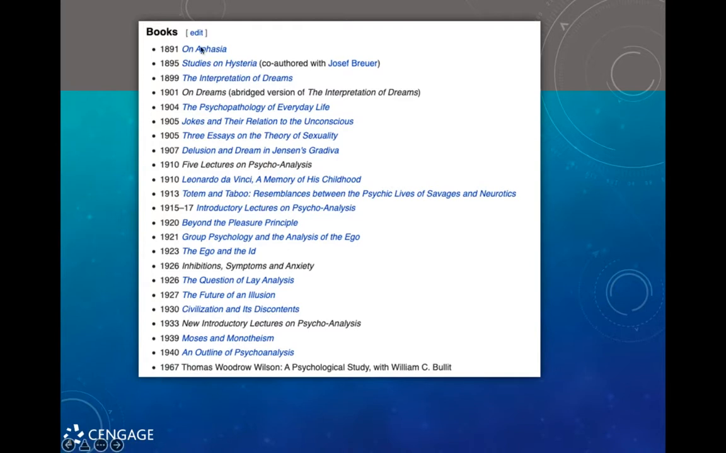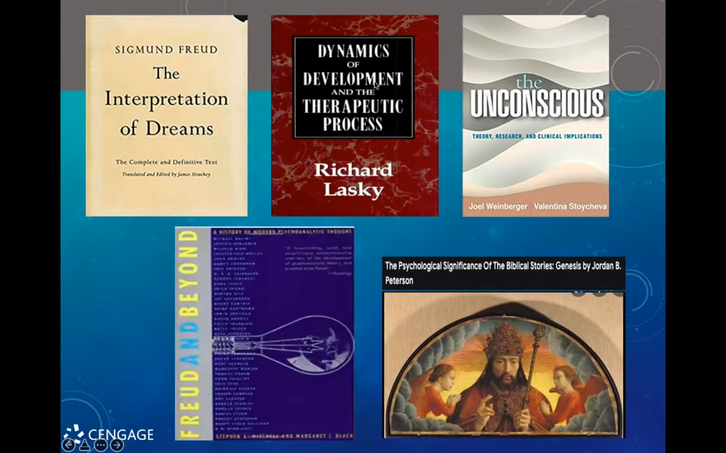I highly recommend this book by him, The Interpretation of Dreams. So here are some of my recommendations if you want to acquaint yourself with Freud's work, as well as his own books that he's written. Freud's Interpretation of Dreams is a very, very intriguing book. There's another book if you're interested in learning about the unconscious mind. It's called Dynamics of Development by Richard Lasky. The Unconscious by Joel Weinberger. He practices at Adelphi University. Dr. Lasky is associated with the William Alanson White Institute, a very famous institute on the Upper West Side in Manhattan.